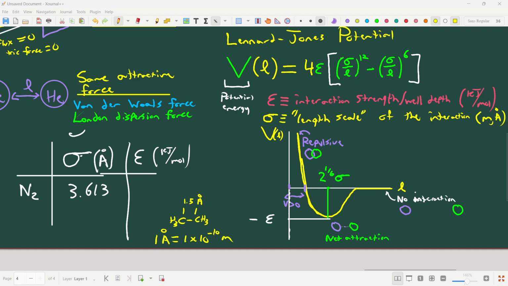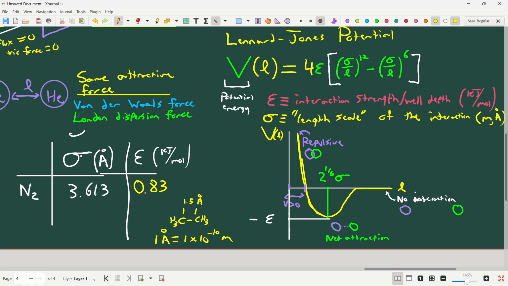Yeah, 100. Okay. So the interaction strength is 100 Kelvin. It's very, very small, 0.83 kilojoules per mole. The average bond, let's just compare to carbon-carbon. The length of carbon-carbon is about 1.5 angstroms. The bond strength of a carbon-carbon bond is about 400 kilojoules per mole.